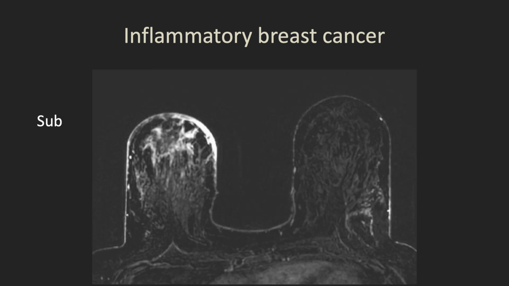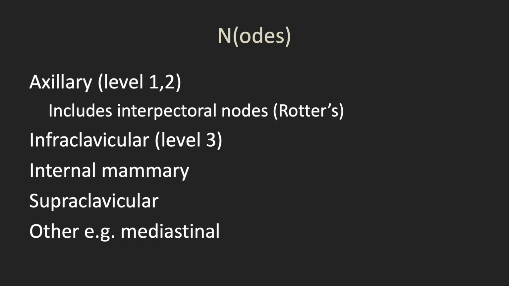And this is what this is going to look like on MRI. This is a subtraction image. You can see that on the right breast, there is marked thickening as well as enhancement of the skin of the breast, lots of trabecular thickening and irregular enhancement throughout the rest of the breast.